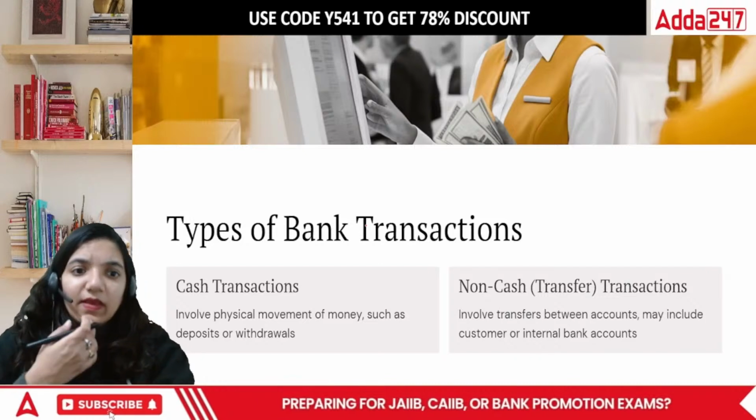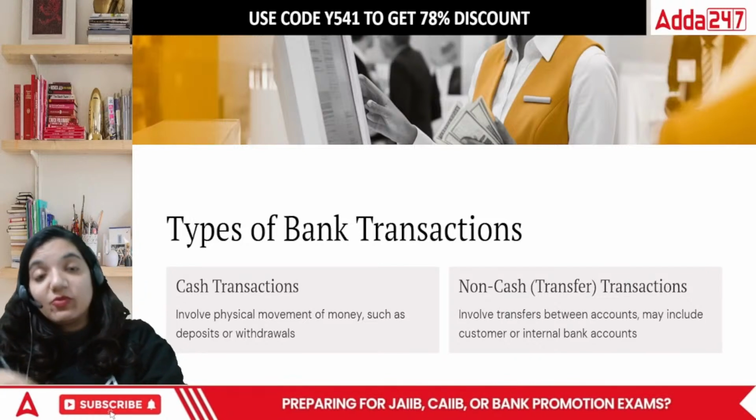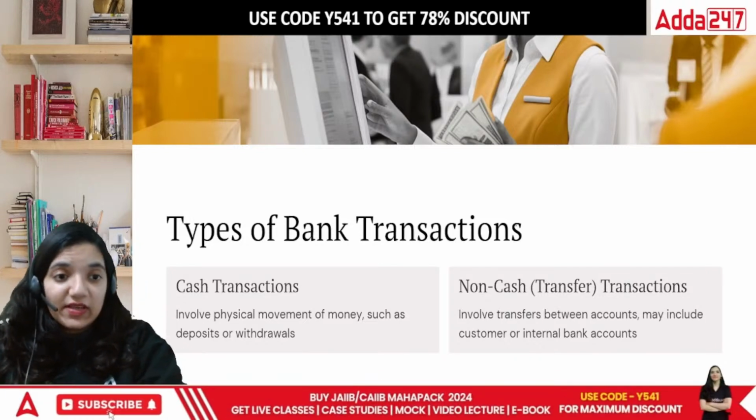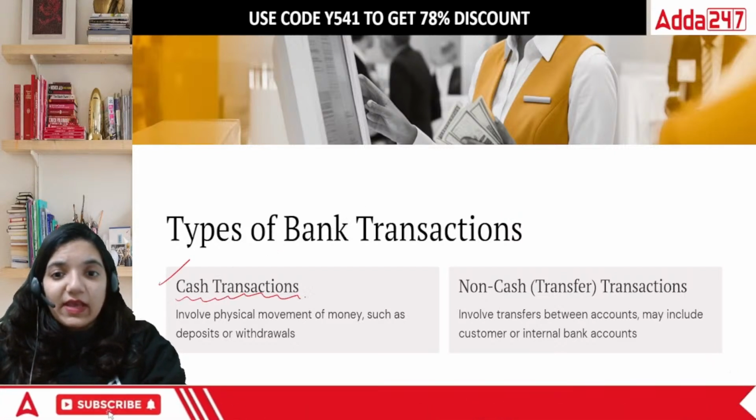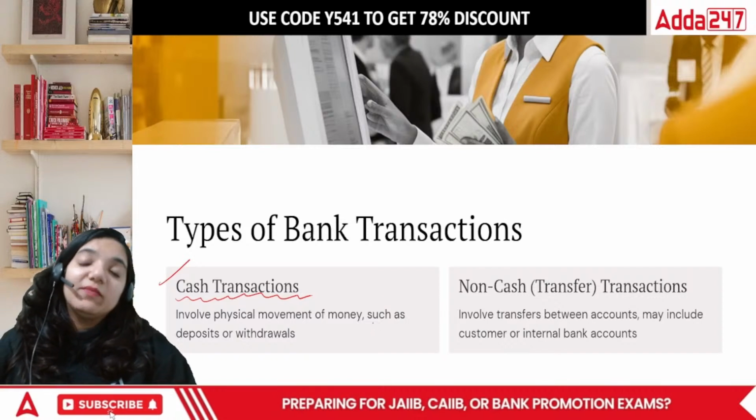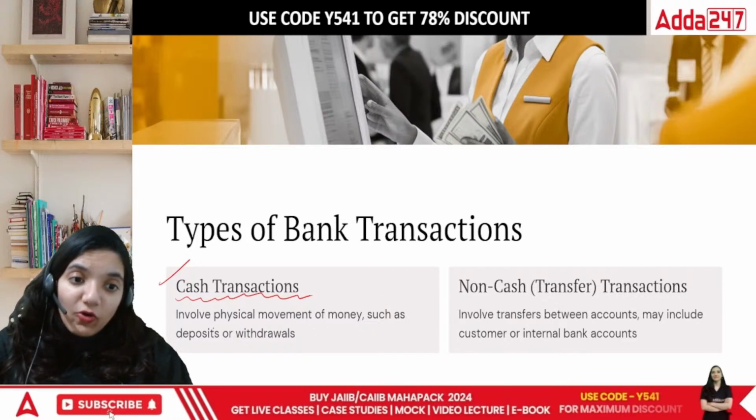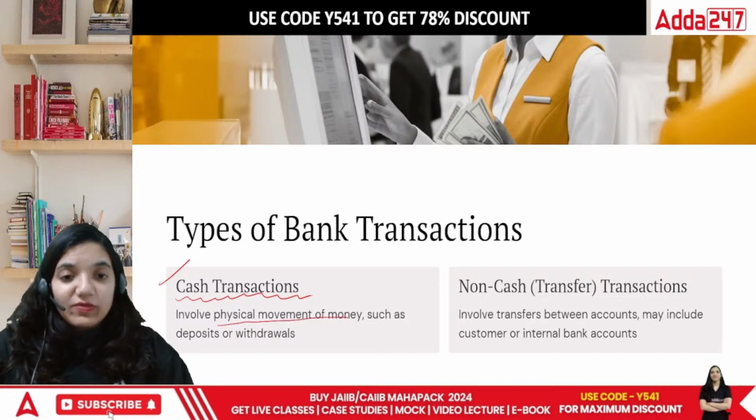Okay. Now comes the different types of bank transactions. What kinds of bank transactions are there? The first part is your cash transactions. What do you mean by cash transactions? Cash transactions are the transactions which involve the movement of money. That is to be considered here.